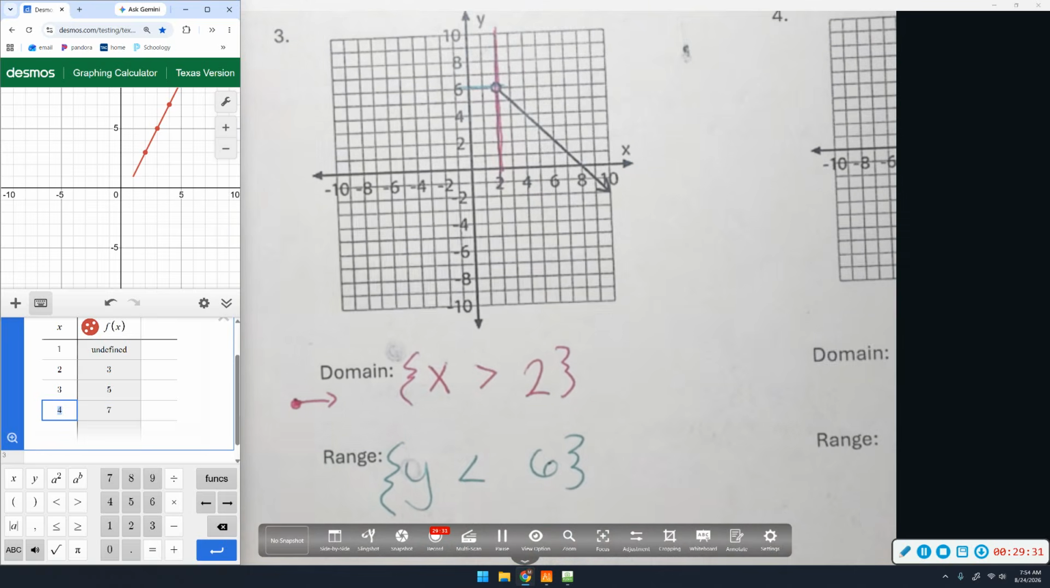Okay, I want y'all to try number 4 while I update Schoology.